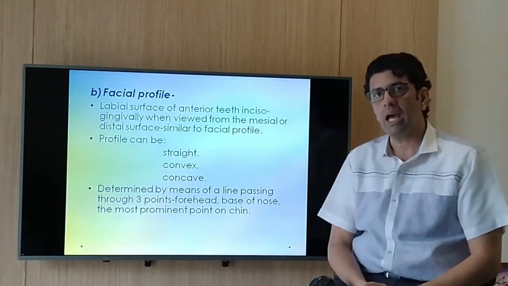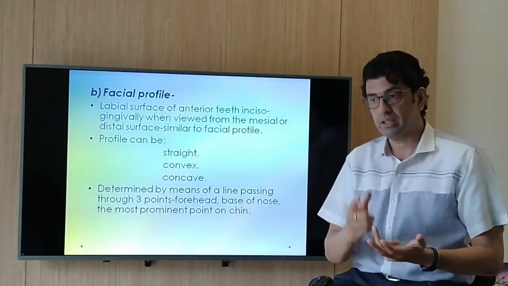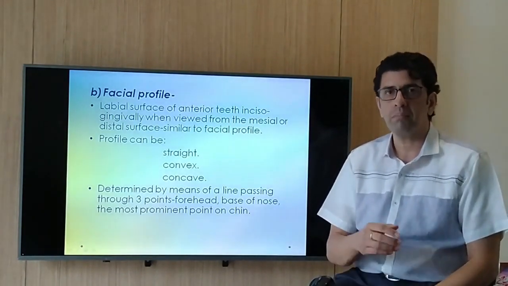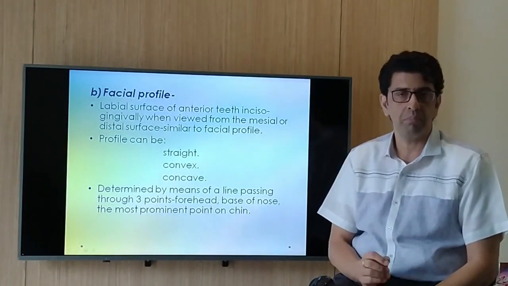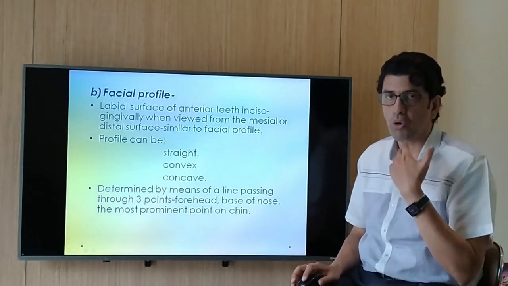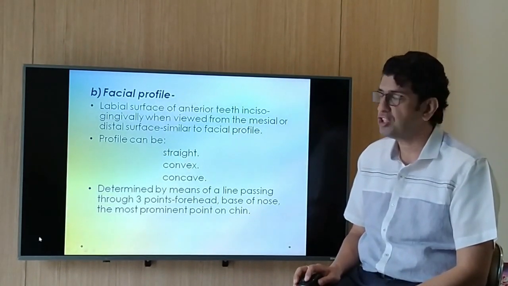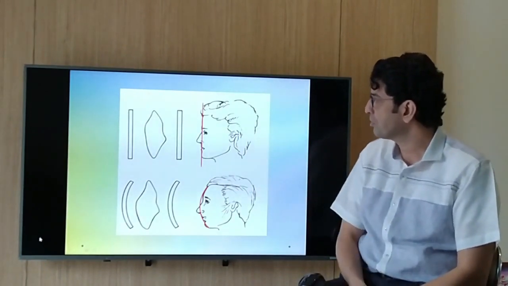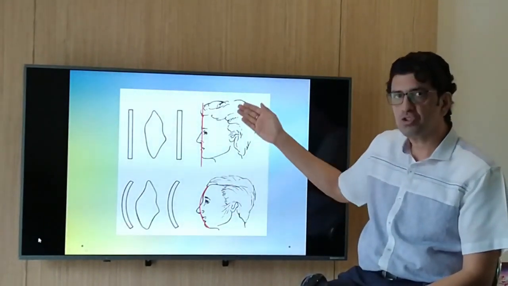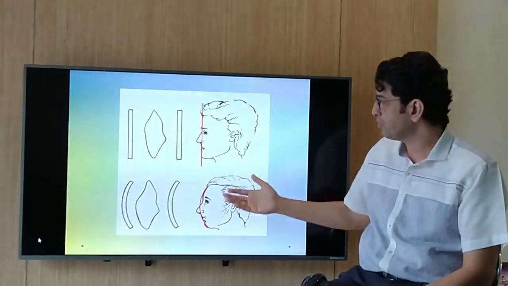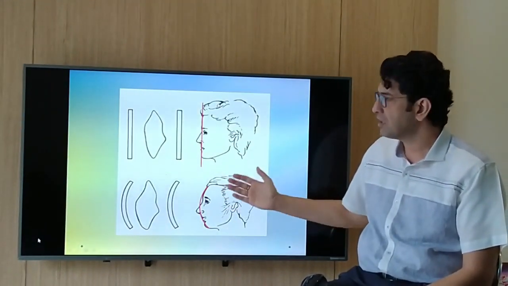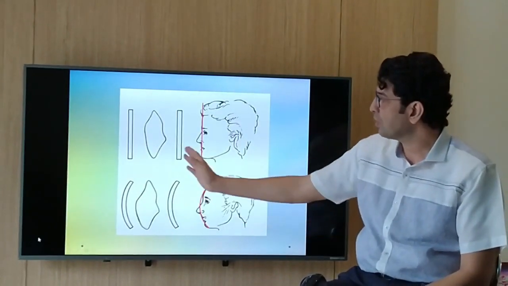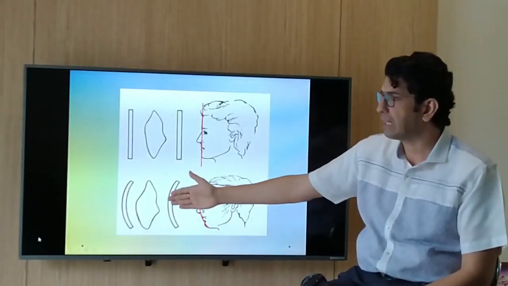So you basically have a face profile which is either straight, convex, or concave, and you determine this by measuring 3 points: the forehead, the base of the nose, and the prominent point of the chin. So you have the forehead, the base of the nose, and the prominent point of the chin. For this patient, of course, it is straight, so it's an orthognathic profile or straight profile. For this patient, of course, it is convex, and so the corresponding teeth form would be like that.